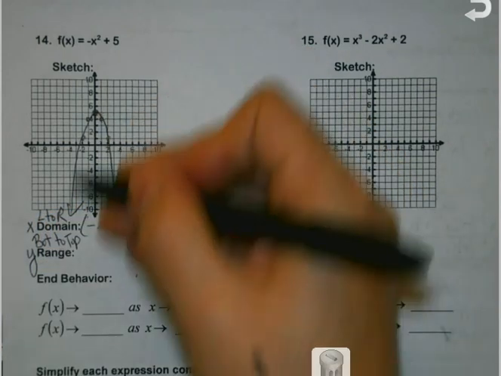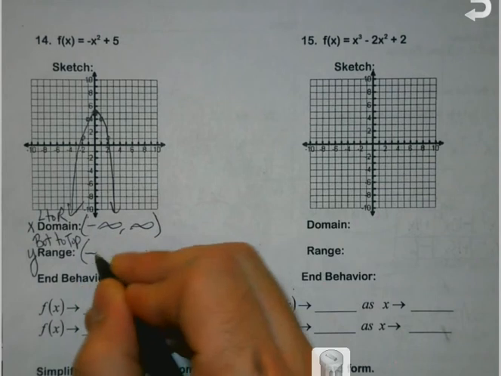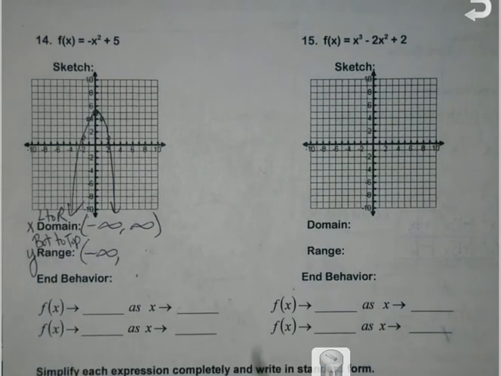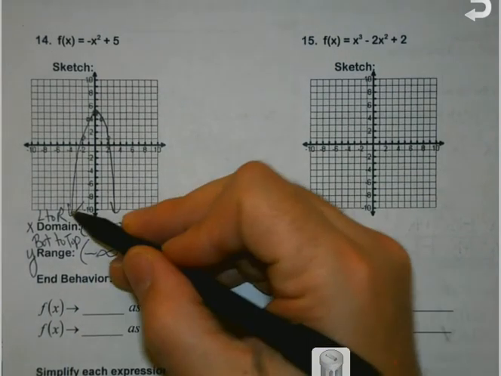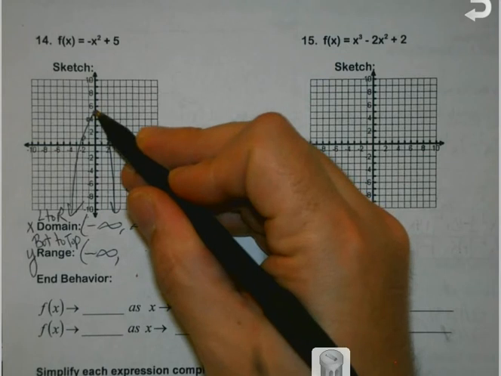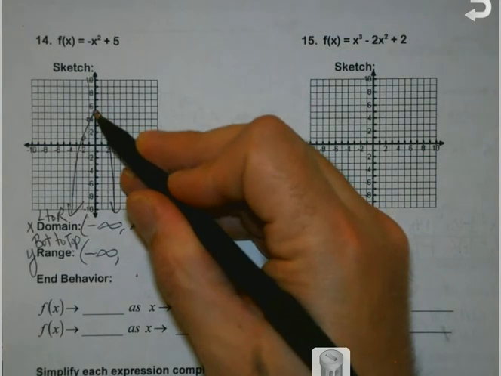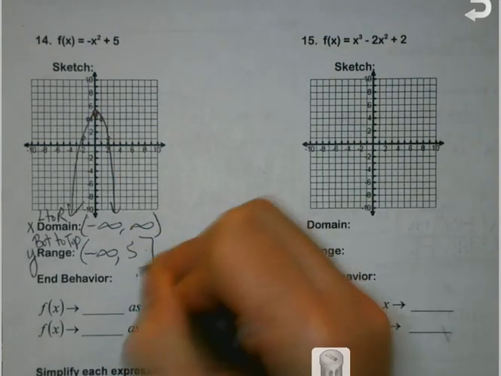Well, it just goes down forever. I agree. It's negative infinity. But it doesn't go up forever. And that's why I need to know where the top of my value is. My y value there is 5. And that's my range.